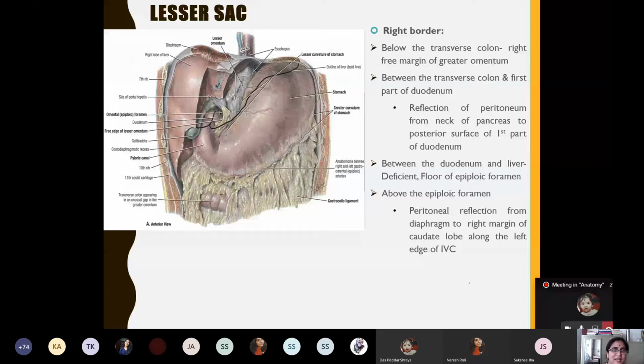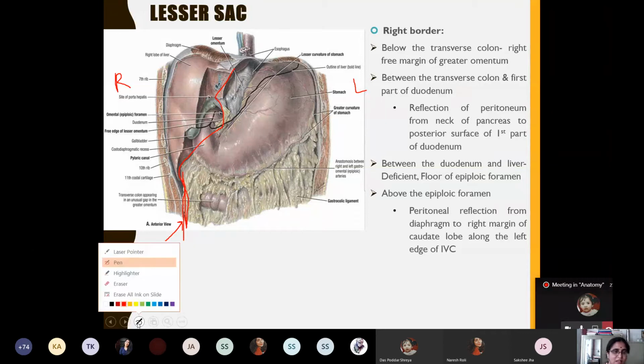This is the right side. Which side is this? You know, towards the liver is the right side, towards the stomach is the left side. So this border here, which border of the lesser sac is this? This is the right border. Now below the transverse colon, the right border of the lesser sac is formed by the free margin of, what is this? Free margin of greater omentum.